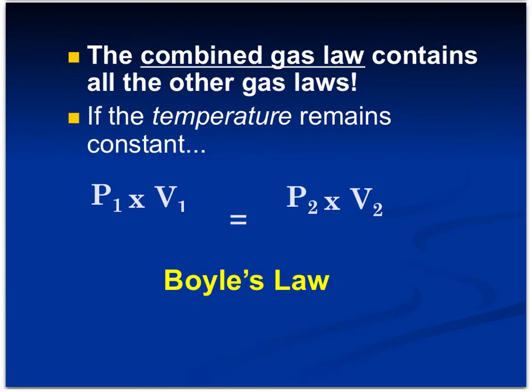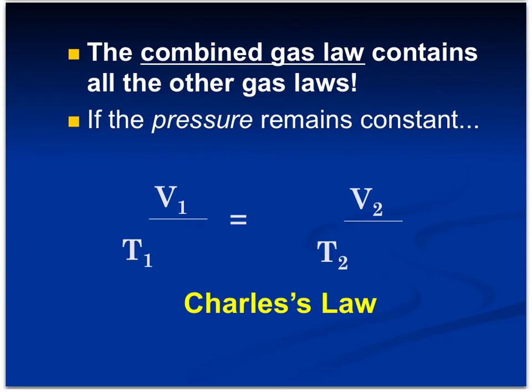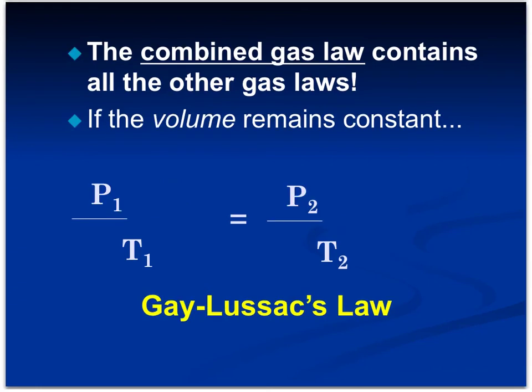So here's just a further explanation of that. The combined gas law contains all the other gas laws. If the temperature remains constant, we have Boyle's law. If the pressure remains constant, we have Charles' law. Oh, actually, I finally found a mistake here. This T1 should be over here, T2. And then if the volume remains constant, like I mentioned, we have Gay-Lussac's law.